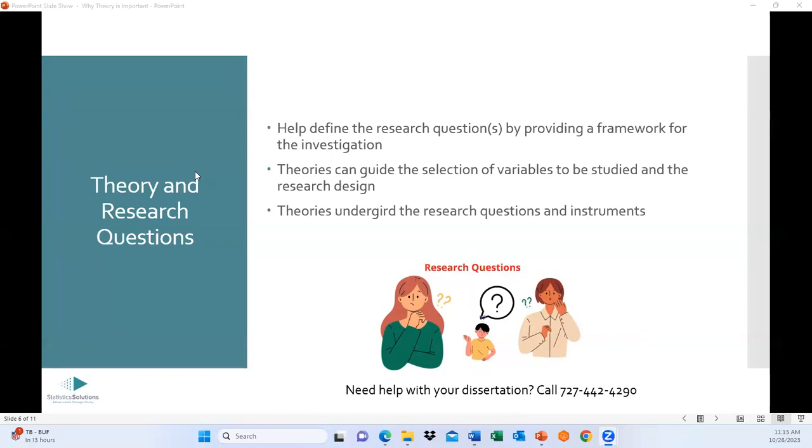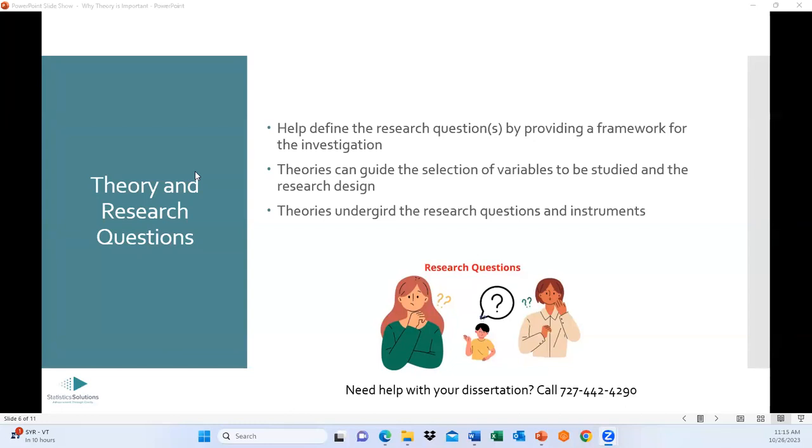So, for example, theories can guide the selection of variables to be studied in the research design. Let's look at an example. If we're going to look at transformational leadership and motivation, for example, each of those has components that will act as your variables, right? So if we're looking at motivation, there are several theories of motivation, right? So you're going to want to pick one that's as closely aligned to what you're doing as possible.